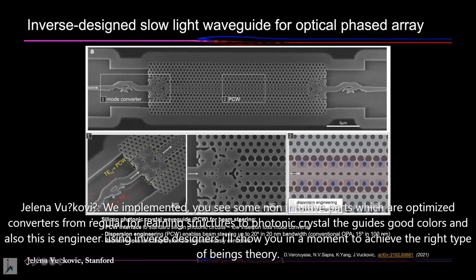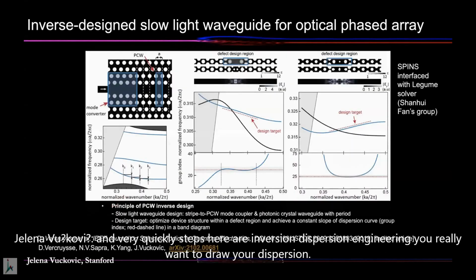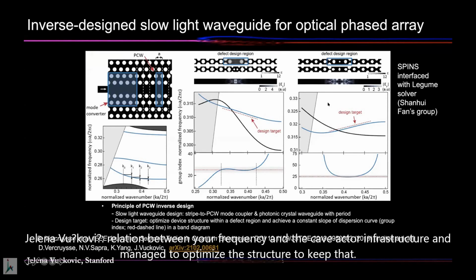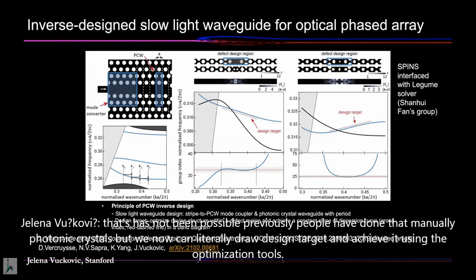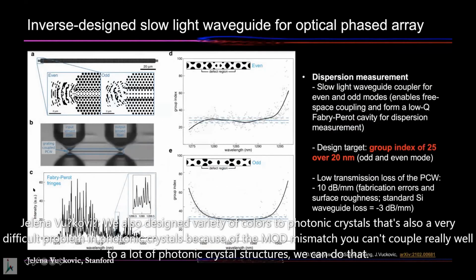You see some non-intuitive parts, which are optimized converters from regular photonic structures to photonic crystal waveguides, good couplers, and also this is engineered using inverse design, as I'll show you in a moment, to achieve the right type of beam steering. Very quickly, the steps here are inversion and dispersion engineering. You really want to draw your dispersion relation between frequency and the K vector in the structure and optimize the structure to hit that. That has not been possible previously. People have done that manually in photonic crystals, but we now can literally draw a design target and achieve it using the optimization tools.